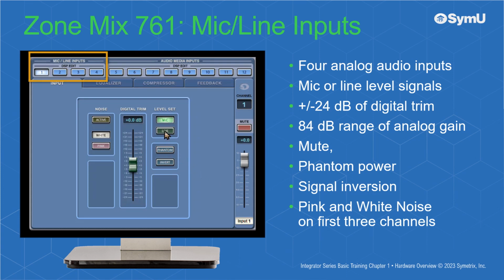4 analog audio inputs accept mic or line level signals with plus or minus 24 dB of digital trim, 84 dB range of analog gain, mute, phantom power, and signal inversion. Pink and white noise is available for gain staging on the first 3 channels.